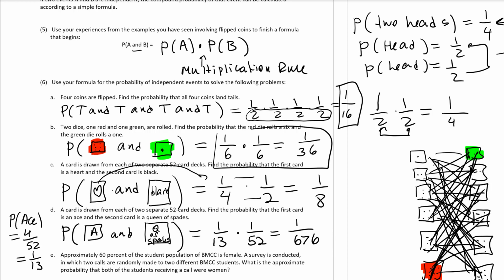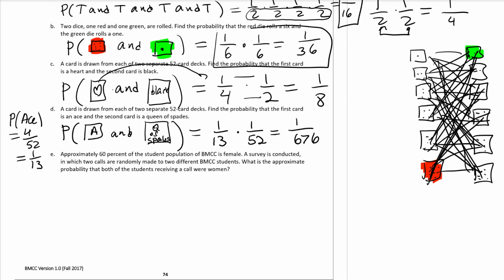All right, let's take a look at something that's not cards, but percentages. It says approximately 60% of the student population of BMCC is female. A survey is conducted in which 2 calls are randomly made to 2 different BMCC students. What is the approximate probability that both of the students who receive a call are female? So the probability that it is F and F.